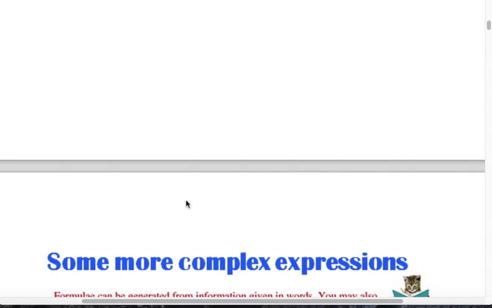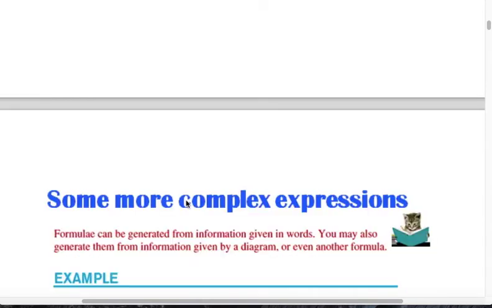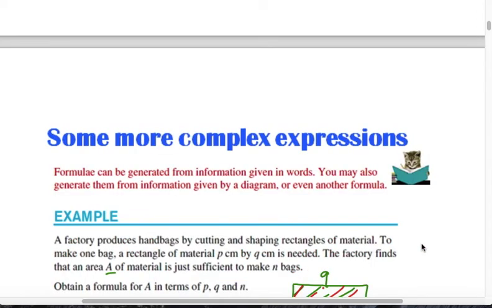Let's keep charging through this. Some more complex expressions, slightly trickier ones. Let's keep going. So formulae, that's a plural of formula. Formulae can be generated from information given in words. You may also generate them from information given by a diagram, like in the perimeter one, or even another formula. Let's see some examples of some trickier ones.